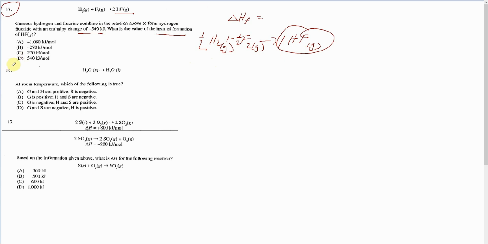Moving on to number 18. And number 18, it feels like we've done this one before. They're saying that water, solid water is becoming liquid water. That is melting. Imagine ice melting. So we know delta G already because they said at room temperature, which is true. Well, does it happen naturally at room temperature? If it does, which it does, ice melts at room temperature, delta G is negative.